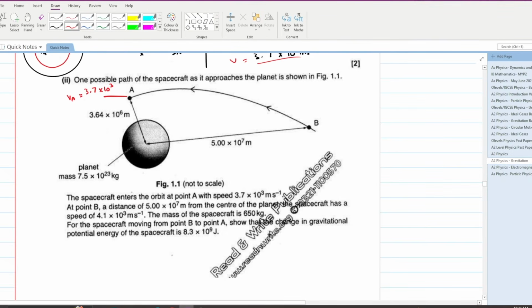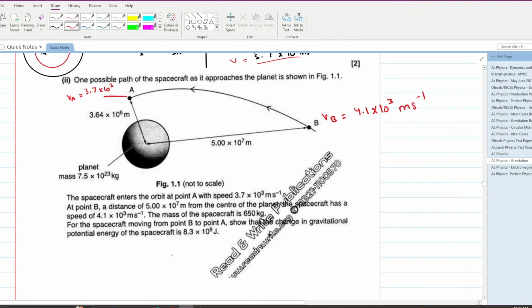The planet's mass is the same. The spacecraft enters the orbit at point A with this speed. At point B, at a distance of 5 into 10 raised to the power 7 meters, that is, point B is this far away from the center of the planet, it has a speed of this. What is the speed at point B? At point B the speed is 4.1 into 10 raised to the power 3 m s minus 1.